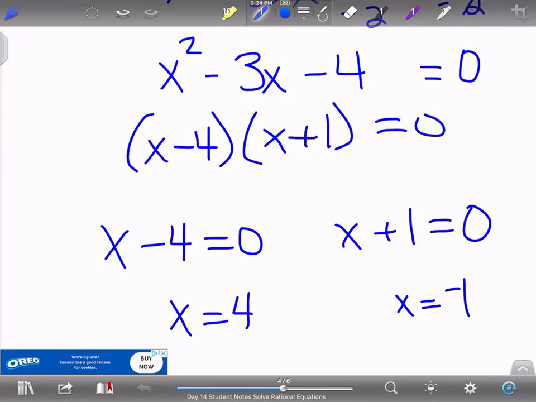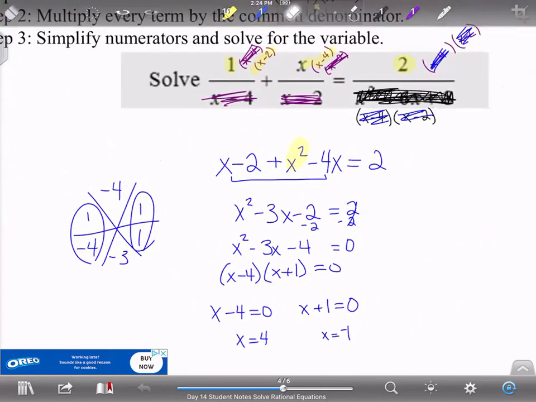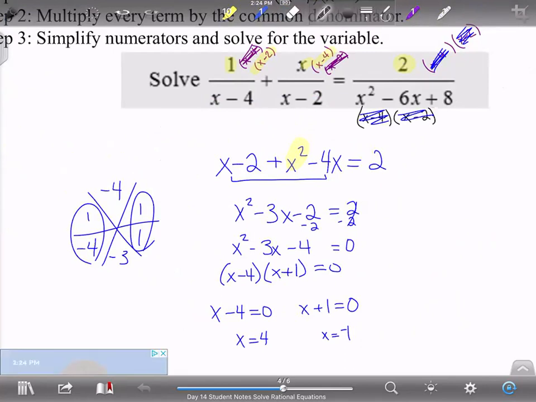This is also the first time we've ever ended up with two solutions. Anytime you end up with two solutions, you need to check them. When we check them, we need to just look at the denominators and make sure if I plug a value in, it's not going to give me an undefined denominator. Remember, we're not allowed to divide by 0. So I just want to check to make sure that if I plug x equals 4 into all the denominators, I'm not going to get 0.